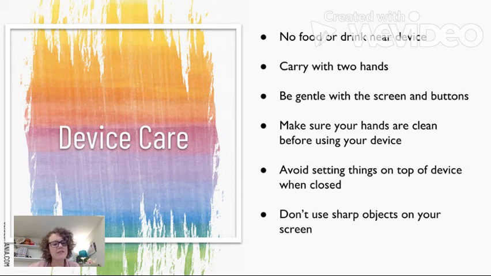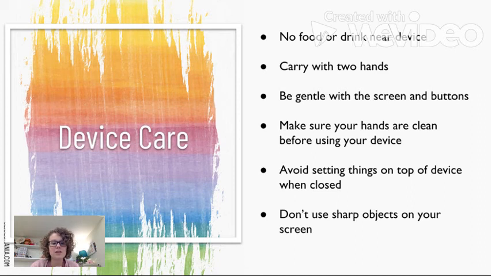When handling your device at home, make sure that you don't have any food or drink near your device. You want to always carry it with two hands. Be gentle with the screen and the buttons. Make sure your hands are clean. You don't want to have just eaten something and been all over your face and then touching that and getting the keyboard and everything all gross. That wouldn't be nice.